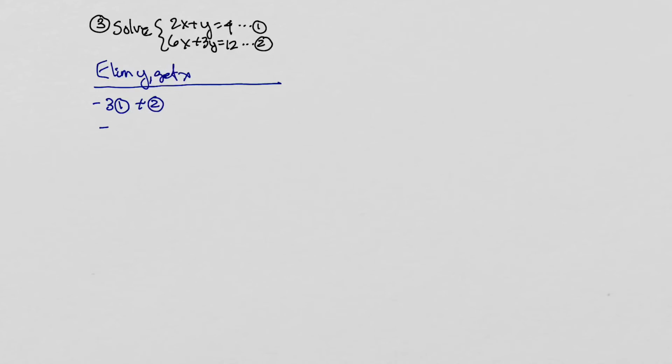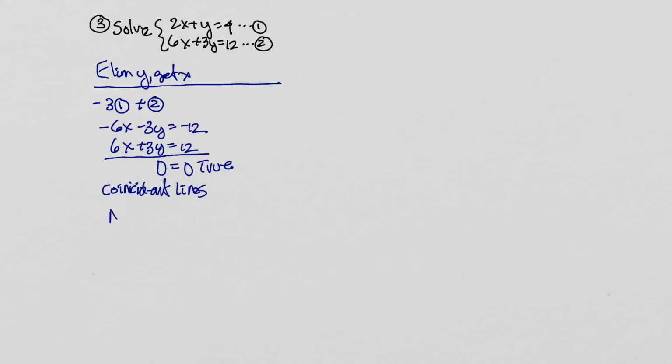So doing so gives us negative 6x minus 3y equals negative 12. No change in the second equation, just 6x plus 3y equals positive 12. Adding these together, the x's are gone, the y's are gone, right? They add to 0, and negative 12 plus 12 is 0. So we end up here with 0 equals 0, which is a true statement. And that means, in terms of our lines, we have coincident lines, which means no unique solution.